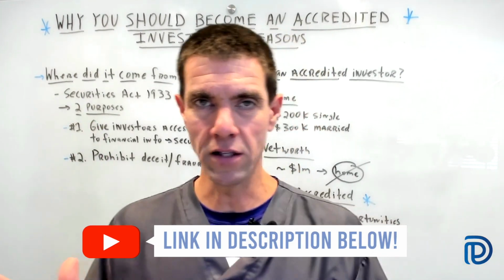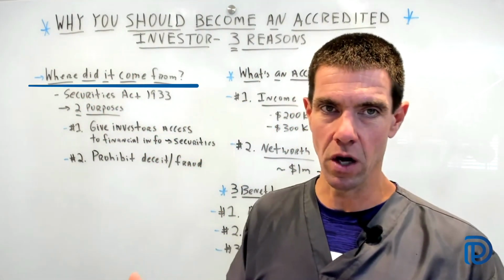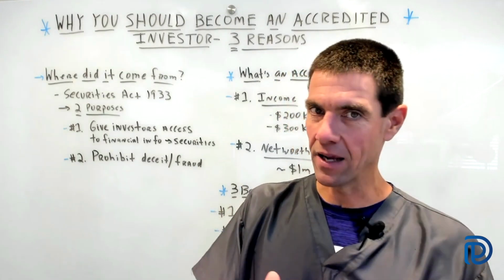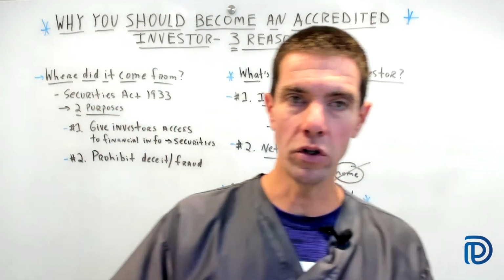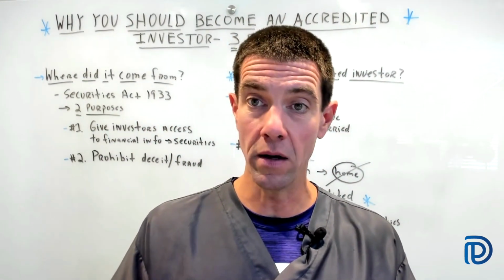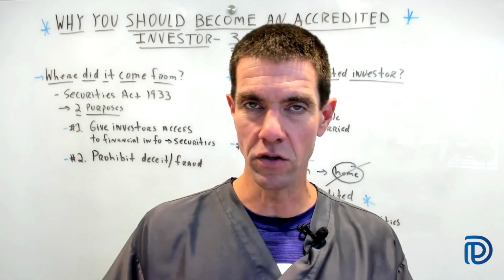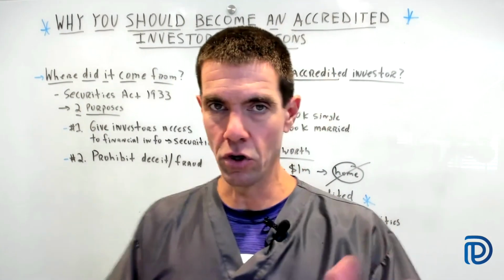Now, let's start off by talking about a little bit of history. So, where exactly did the term accredited investor come from? It actually dates back with the Securities Act of 1933. Now, the government wanted to prevent harm coming to people that actually lacked the knowledge or experience to thoroughly evaluate certain types of investment. So when they set up this act, it actually served two main purposes.